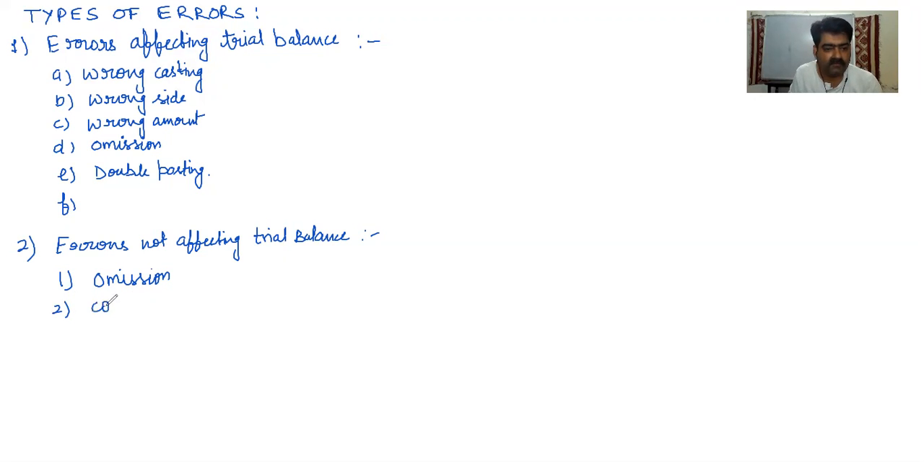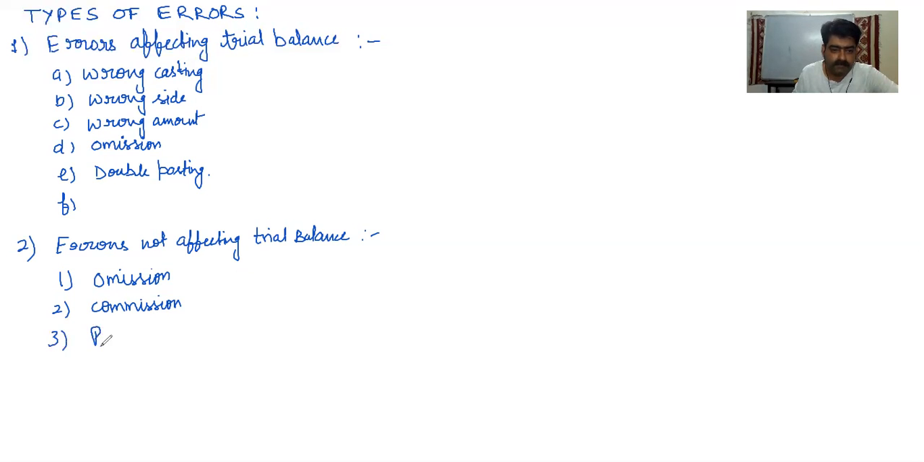Next is error of commission. If a wrong amount is entered either in the journal or in the subsidiary books, the trial balance will tally because the same amount will be posted in both the accounts. Suppose we have purchased goods worth rupees 5,000 and in place of 5,000 we have written 500 rupees. So there is an error of writing amount, but still total of both sides will come equal.